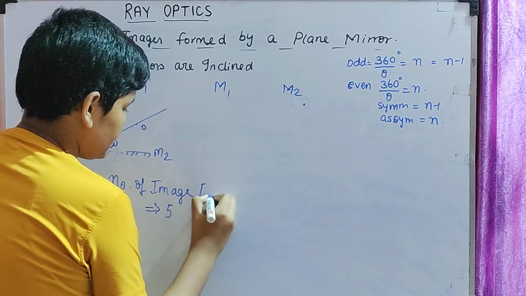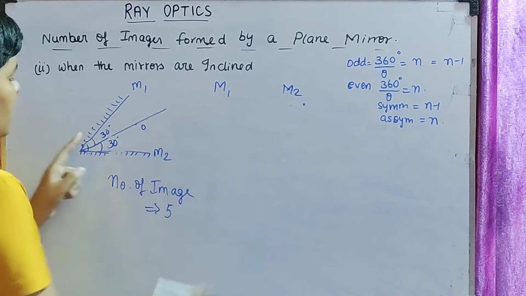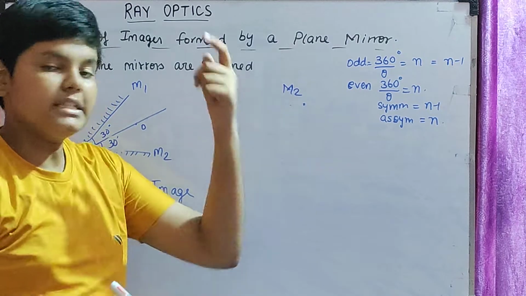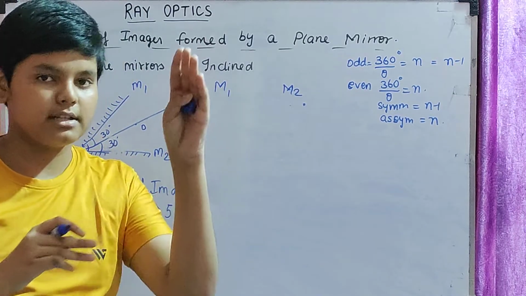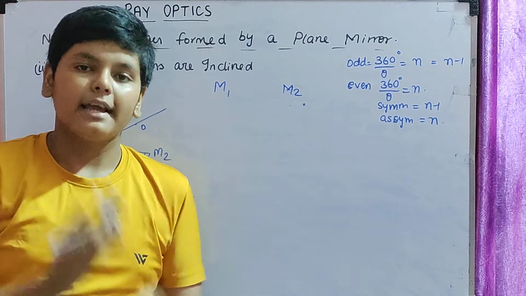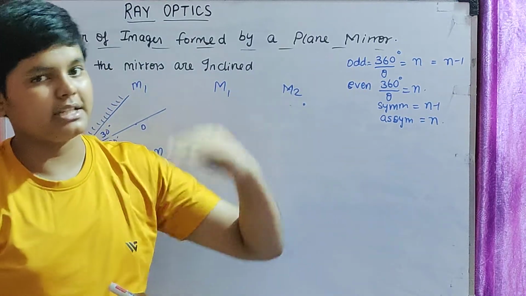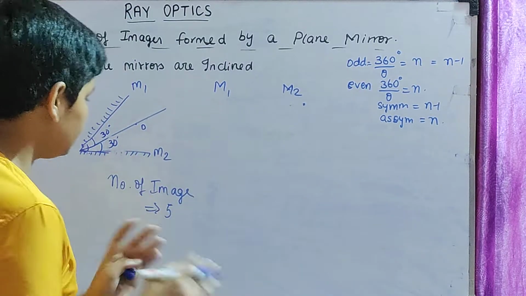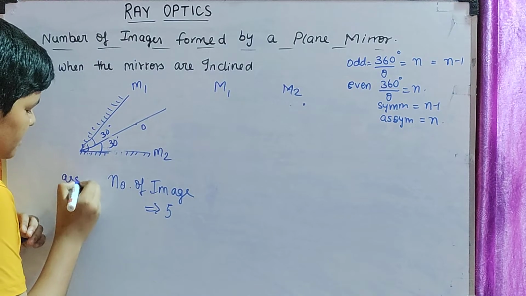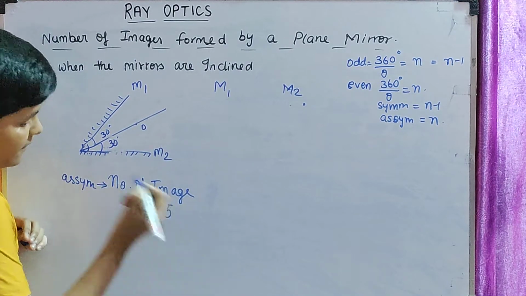Number of images if asymmetrical. See, now what is symmetrical, asymmetrical? When it is 60 degree, symmetrical means 30, 30. Both are same on equal side. Asymmetrical means one side is less, one side greater, or one side greater, one side less, just like that. So in asymmetrical, number of images was 5.